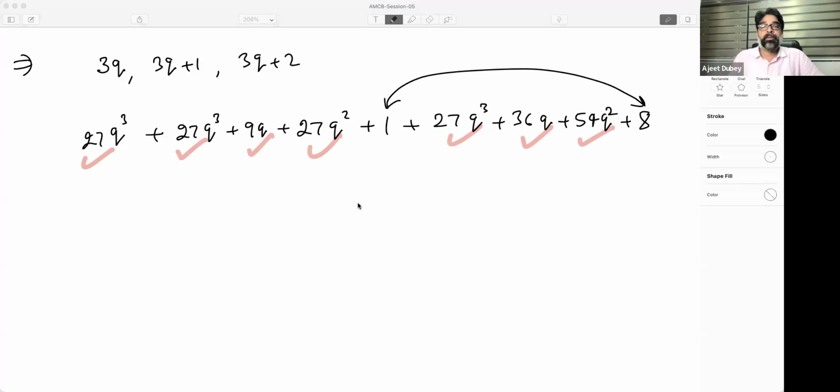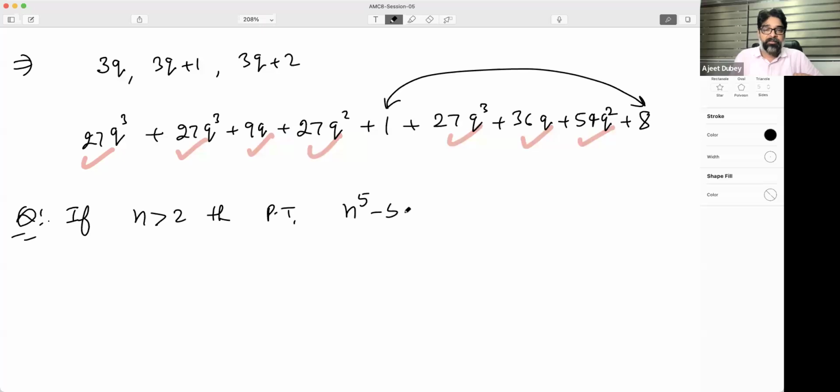Another question. If n is a natural number greater than 2, then prove that n power 5 minus 5n cube plus 4n is divisible by 120.